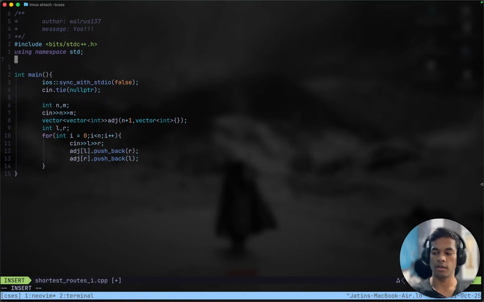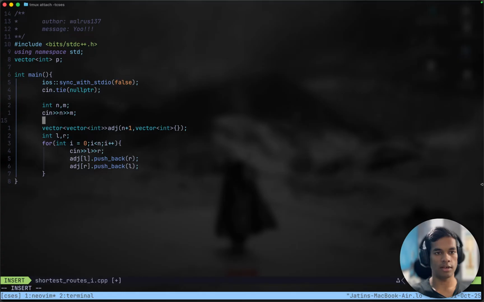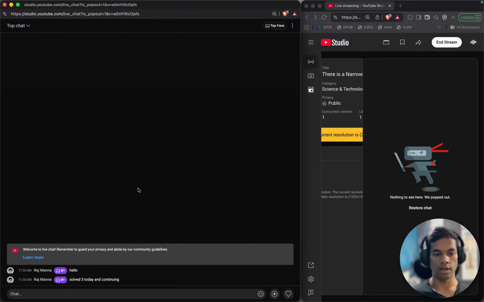Yes, and we would need a few things. Vector n, we will call it path p. And when we do know the size, we will do p dot assign n plus 1, not 0 but int max, because that is what the initial path is going to be.